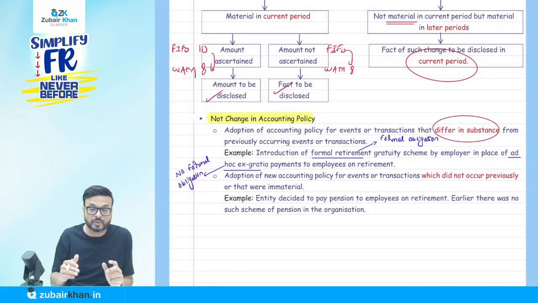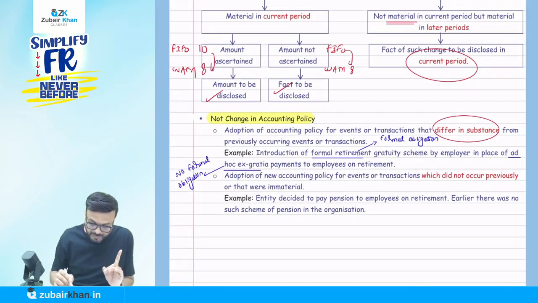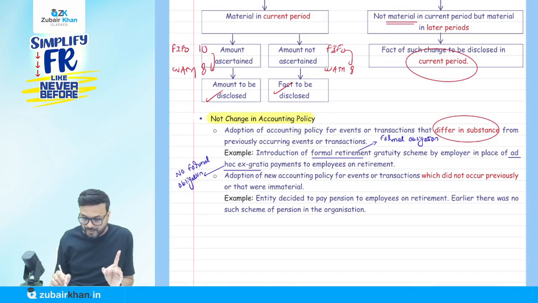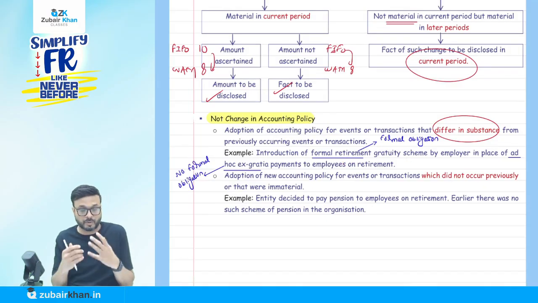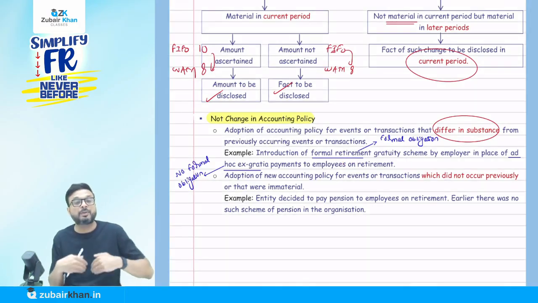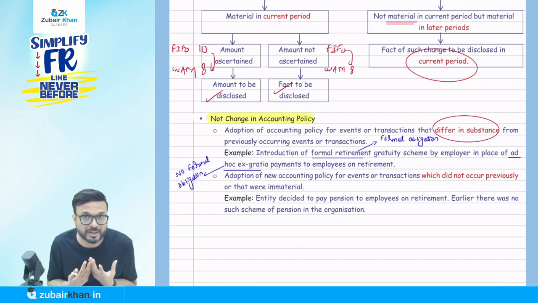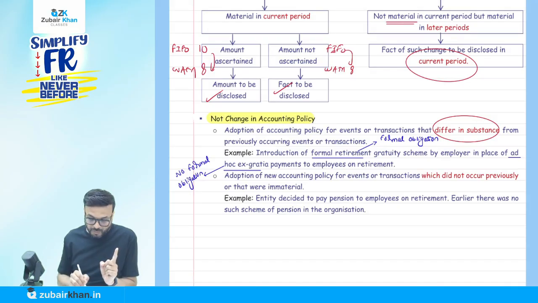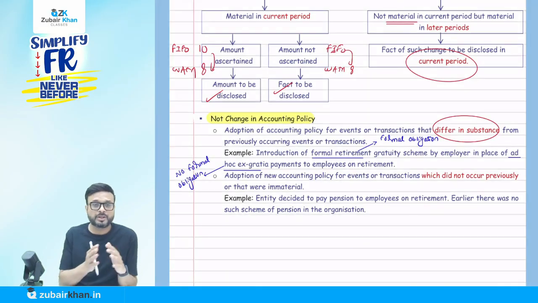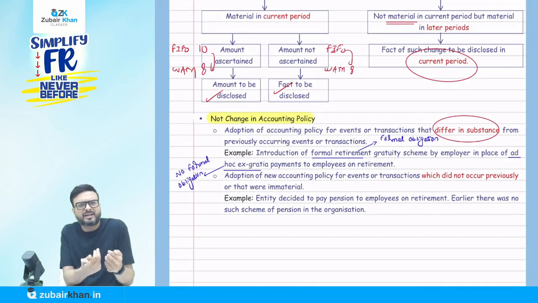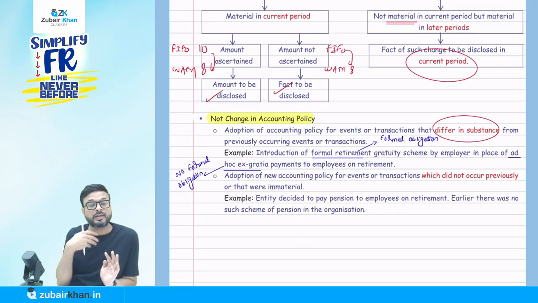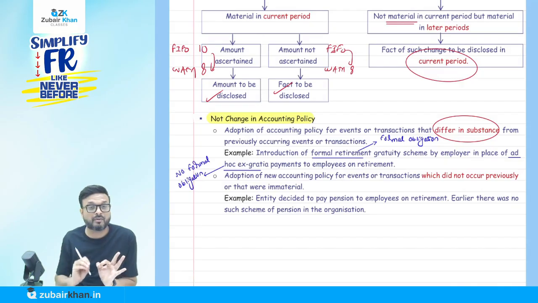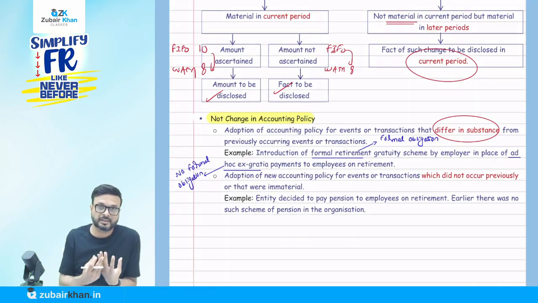So it will be easy for you to understand through an example. They say that introduction of a formal retirement gratuity scheme is a formal obligation. Now, the employer will pay the employee the retirement gratuity benefit that year. It's formally announced that year. But in place of ad hoc ex gratia, meaning no formal obligation previously, previously we gave them voluntarily. Now we formally announce it, and now we have an obligation that we have to pay this gratuity.